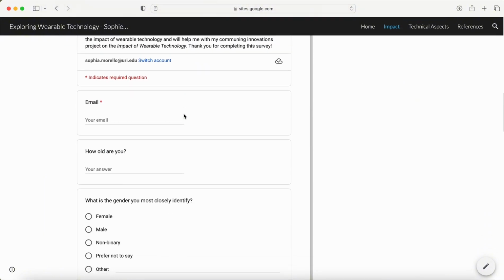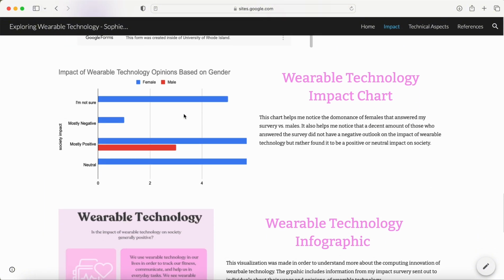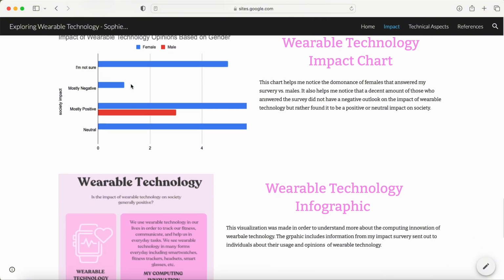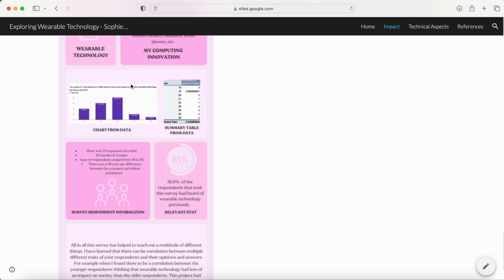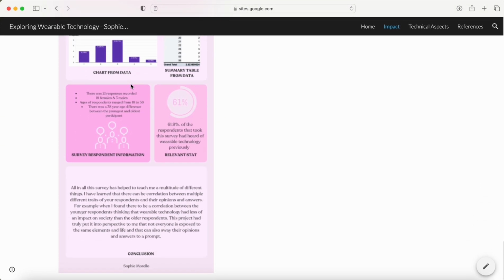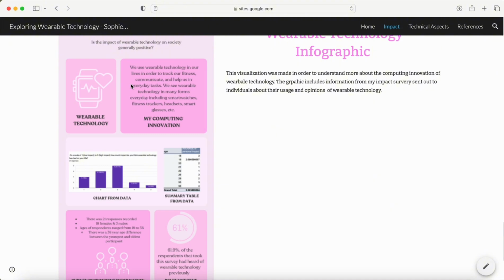Another one was collected from the survey I conducted myself. This chart displayed what the participants thought the impact of wearable technology on their life was, and it also included the gender of the participant. And lastly, I included a graphic of an infographic that I had created. This gives simple information about my computing innovation, such as the definition of it and some statistics that go along with it.